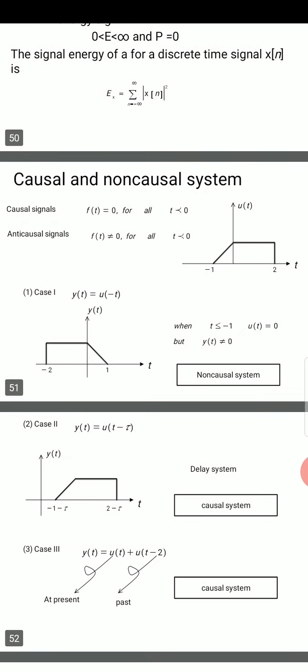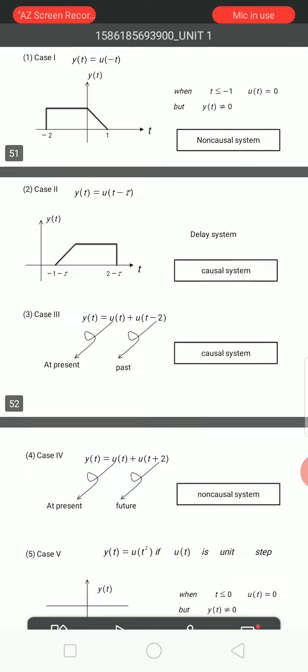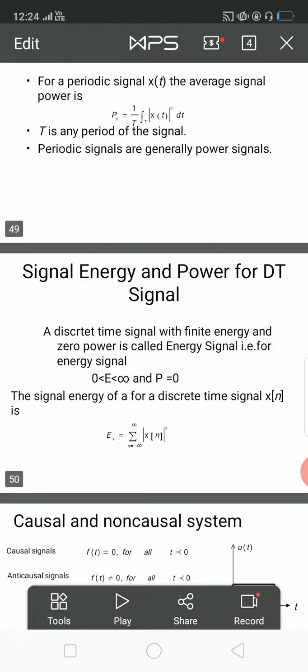What is a causal signal? We have already discussed causal and non-causal. The future value depends on the non-causal, and the present value and past value depend on the causal signal. Already discussed. Thank you very much.